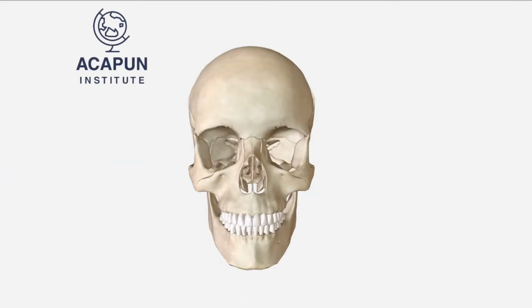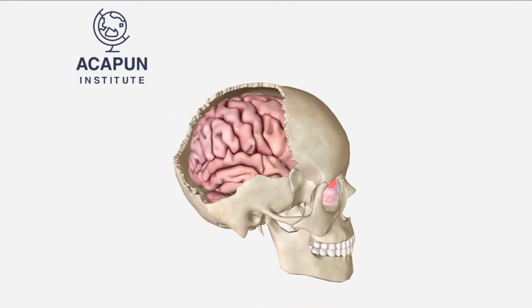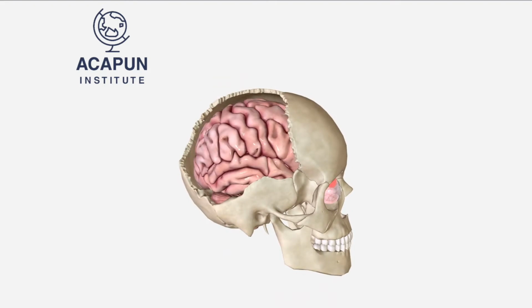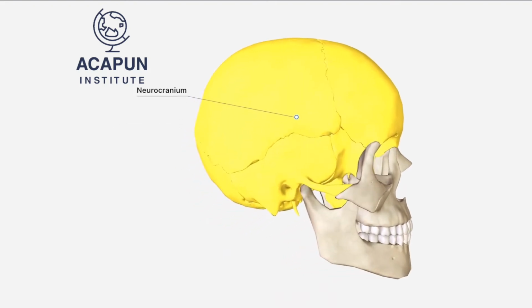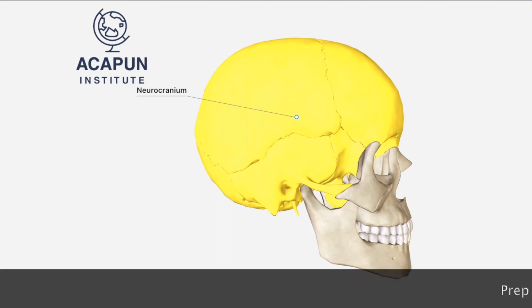So the skull has 22 bones which supports the structures of the face and provides a protective cavity for the brain. The upper part of the skull is called the neurocranium, which surrounds the cranial cavity and contains the brain. There are 8 bones which make up the neurocranium. The neurocranium can be further subdivided into an upper and a lower part.